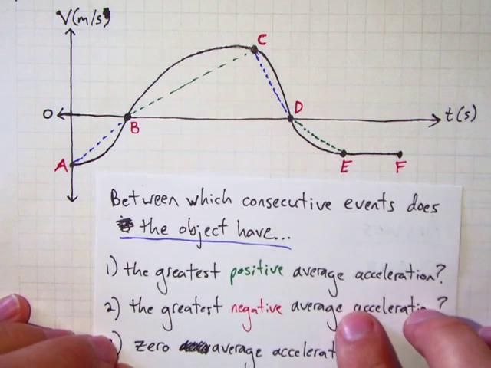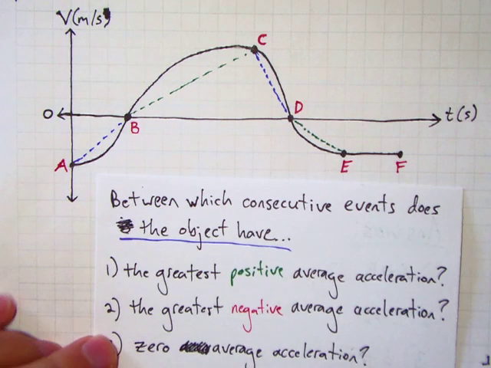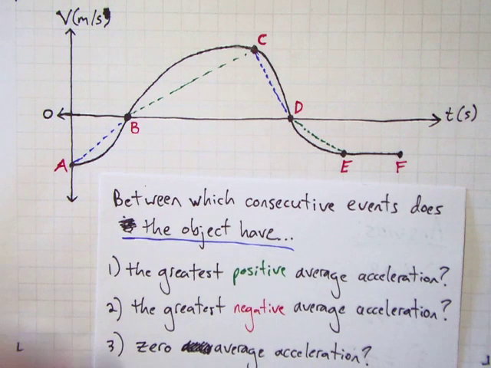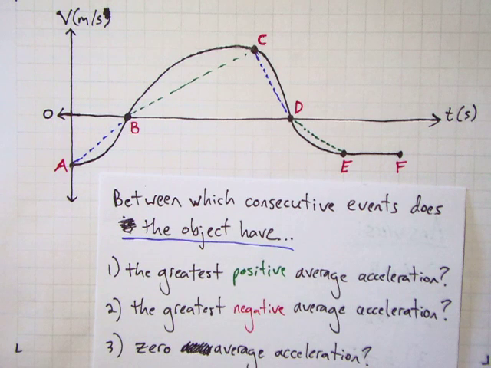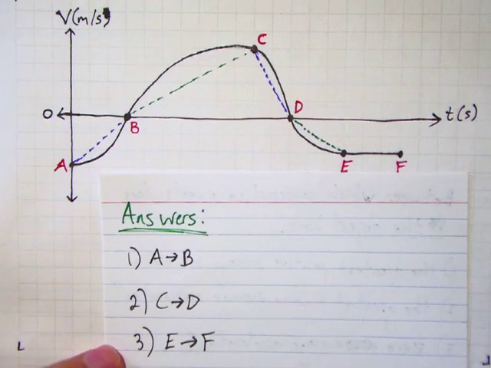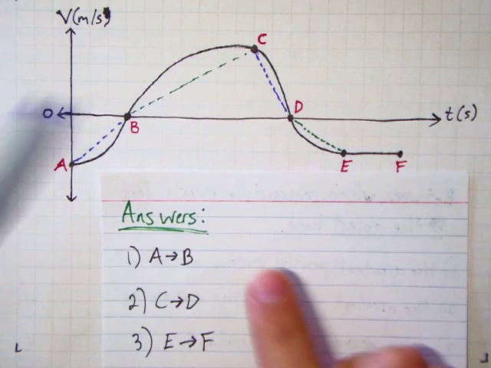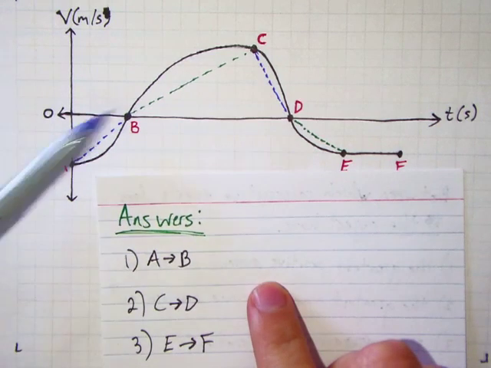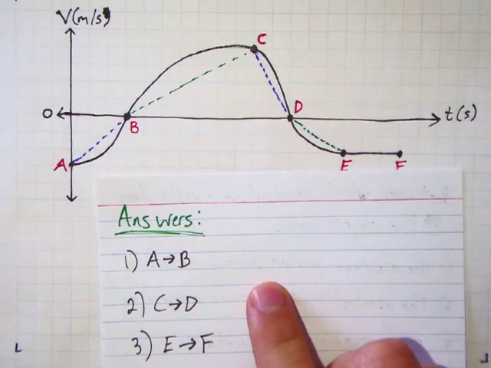Between which of these consecutive events does the object have greatest positive average acceleration, greatest negative average acceleration, and a 0 average acceleration? Pause for a moment. Answer is: A to B, largest positive acceleration. There are two events, here to here where the acceleration is positive, and B to C, the acceleration is positive.